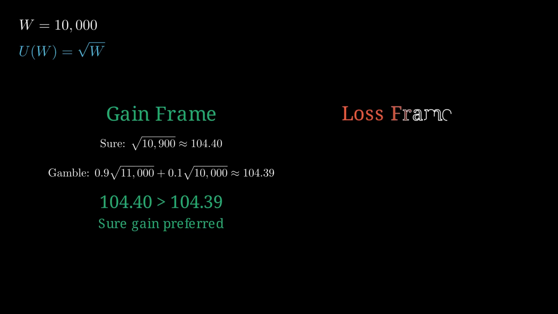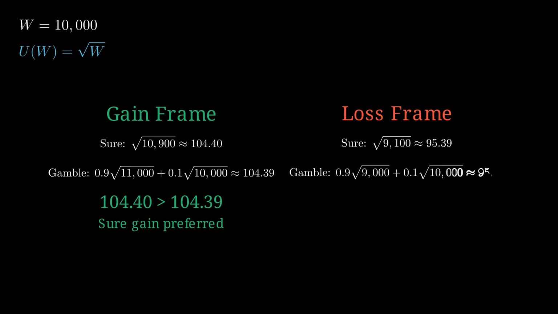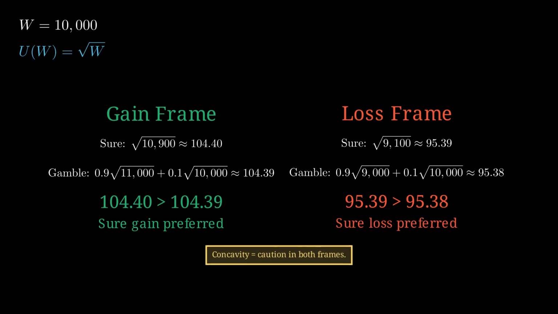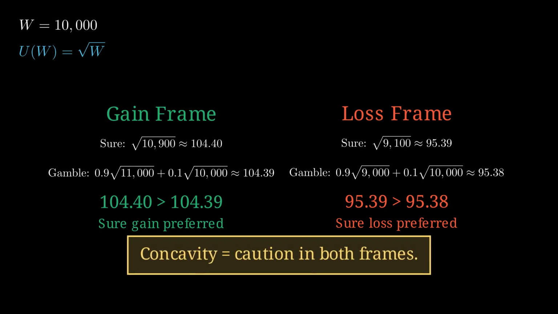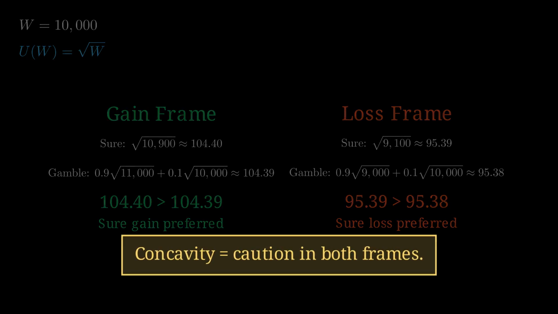Now the loss frame. A sure loss of 900 takes you to 9,100. The utility is about 95.39. The gamble gives 9,000 with 90% probability and 10,000 with 10% probability. The expected utility is about 95.38. Again, expected utility prefers the sure option. So with ordinary concavity, you get caution in both frames, not reversal. Something is missing. So what is missing?